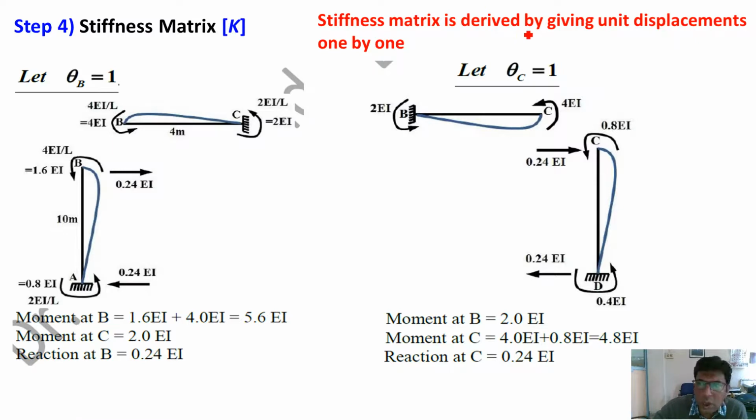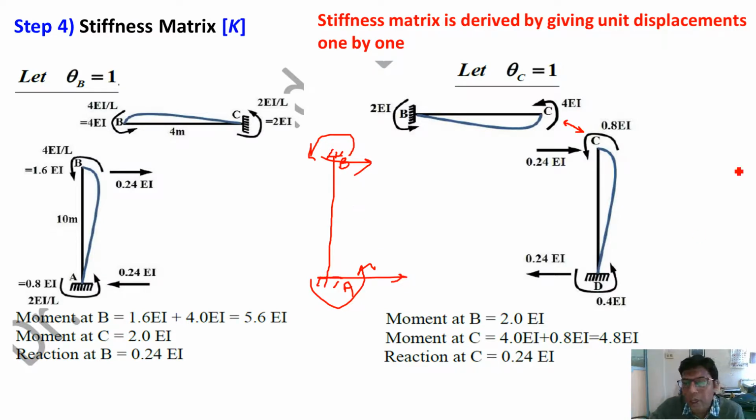Now since joint C is a common joint to beam and right column, only beam and right column will deflect. There is no effect of this theta C equal to 1 on the left column. So all moments and reactions of AB column are equal to 0. There is no moment at AB and there is no reaction at B and A. So all are 0.